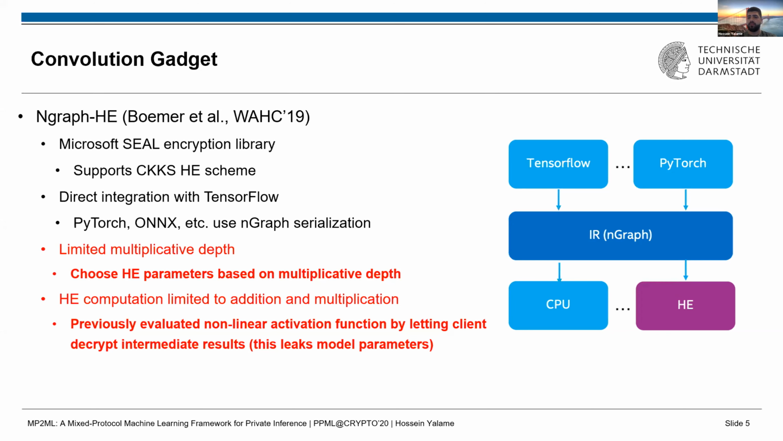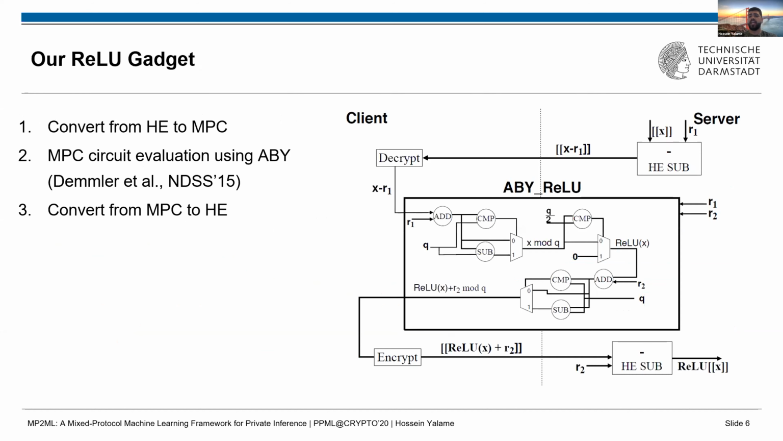And this leaks the model parameters. We only use nGraph-HE for the convolutional layers. For nonlinear layers, such as ReLU activations, we use an MPC protocol in ABY to privately evaluate them. And this distinguishes our framework from nGraph-HE.